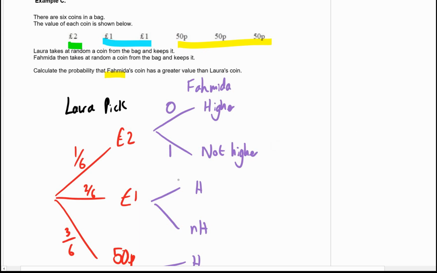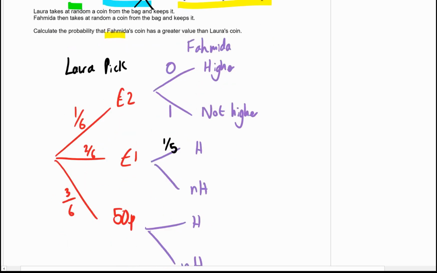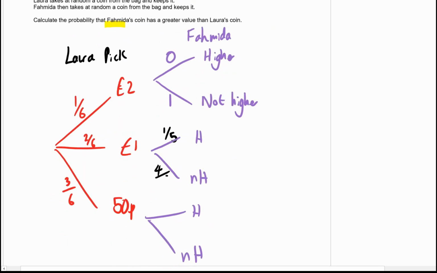If Laura picks a £1 coin, this £1 coin has now vanished. Looking at what's left, there is the one £2 coin higher than it. And there are now only 5 coins left, so it's 1 out of 5. So that means not higher is 4 out of 5.